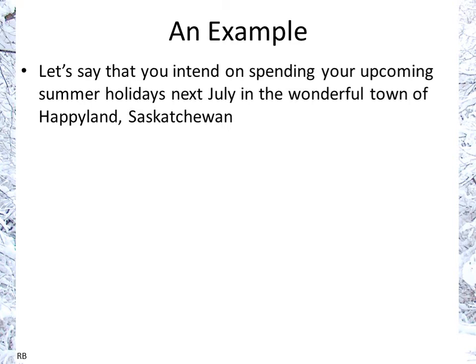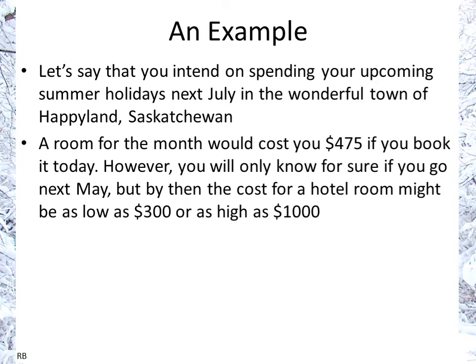So let's say you intend on spending your upcoming summer holidays next July in the wonderful town of Happyland, Saskatchewan. Check it out. It's a real place. Now, a room for the month would cost you $475 if you were to book it today. However, you will only know for sure if you're going to go by next May, sometime in May or before then. But by then, the cost for a hotel room may range from $300 to as high as $1,000.